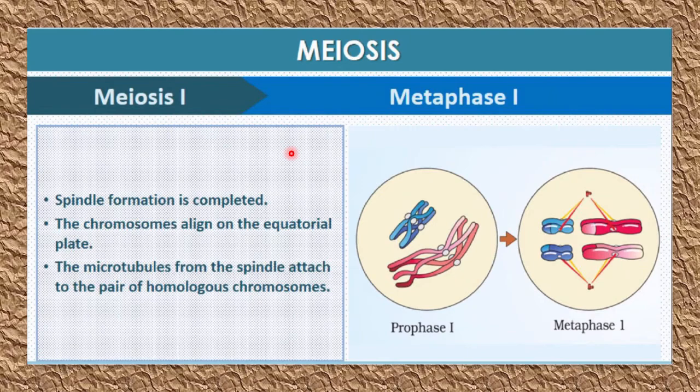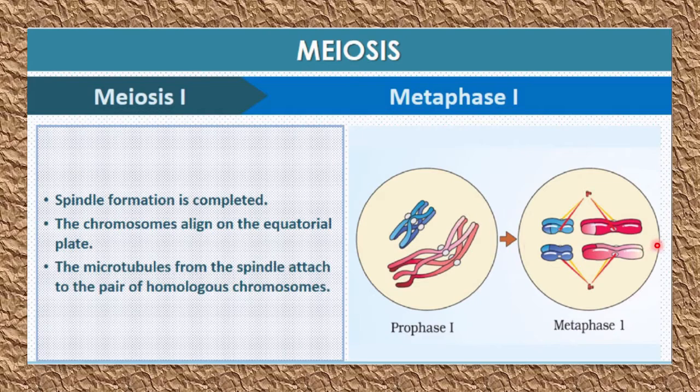After prophase 1, meiosis 1 moves to the second stage, metaphase 1. This is a very important phase. Here you can see spindle formation is completed and the chromosomes align on the equatorial plate as in mitosis. We have already learned that in mitosis, during the metaphase stage, chromosomes are arranged on the equatorial plate. Here the same is observed. All the chromosomes will be arranged on the equatorial plate, also called the metaphase plate.